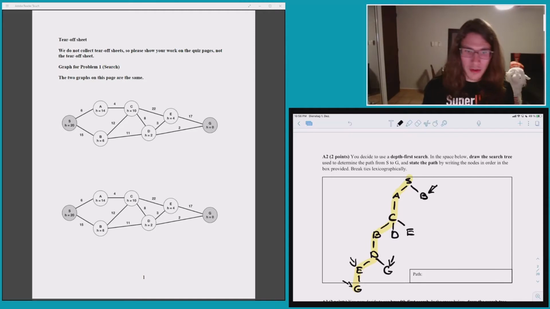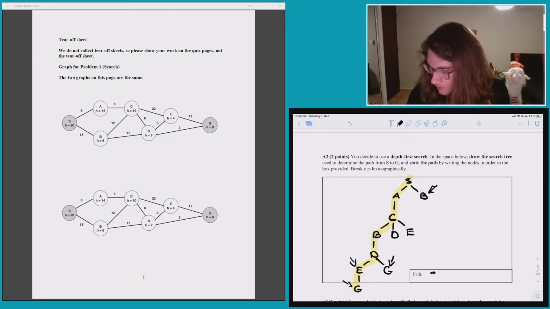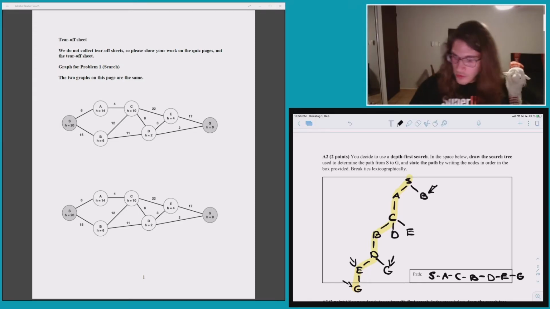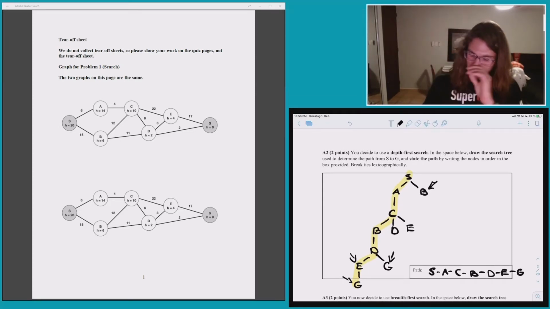6034 Fall 2020, I should clarify. So our final path is S, A, C, B, D, E, and G. I haven't done the greatest job of keeping within the margins.